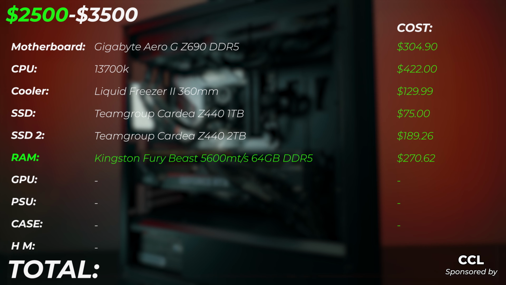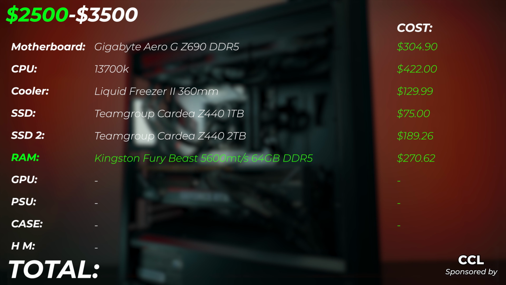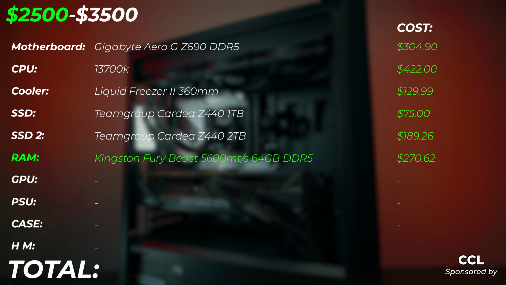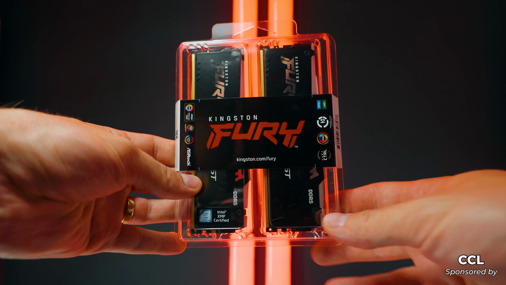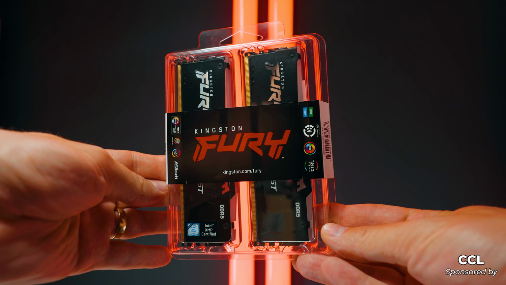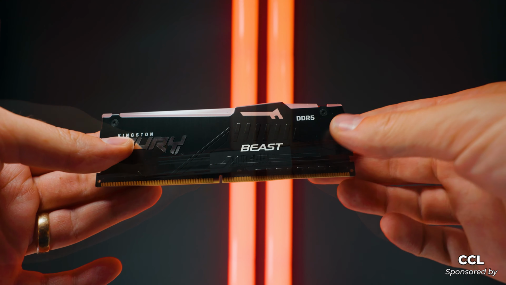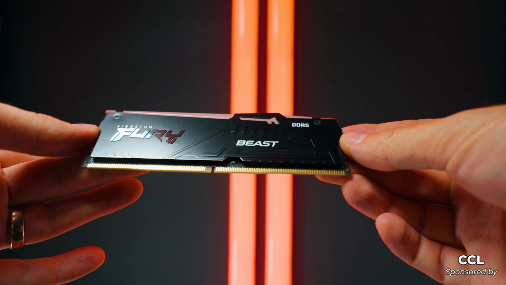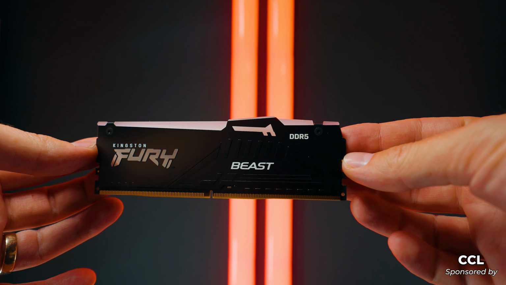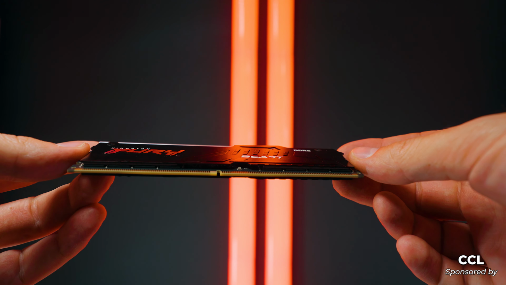For the RAM this time, we're using Kingston Fury Beast at 5600 mega transfers per second, 64 gigabytes of DDR5. The reason it's 5600 mega transfers and not higher is because of the memory controller, and as a creator, you want the most stable system possible, and this will run in Gear 1 linked with the CPU and the RAM XMP profile, which is the best stable performance you can get for your PC.